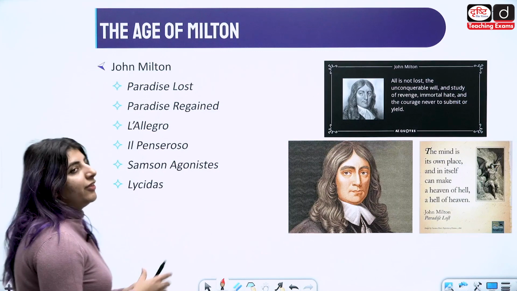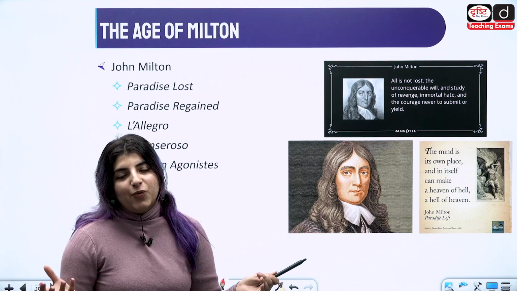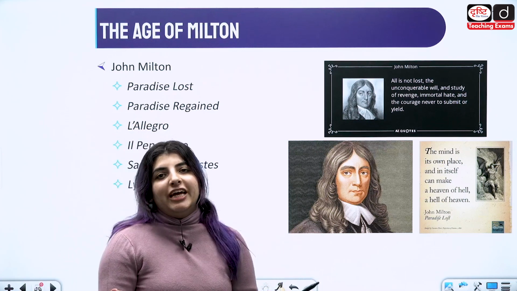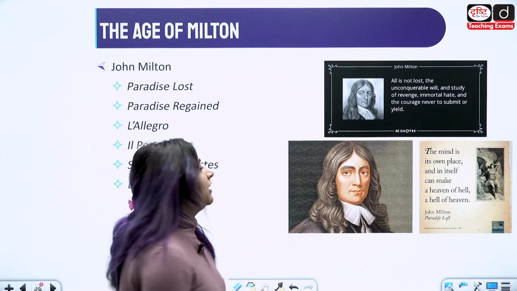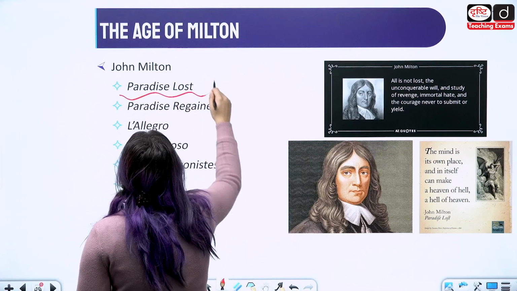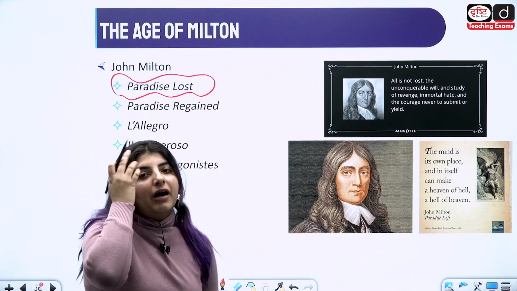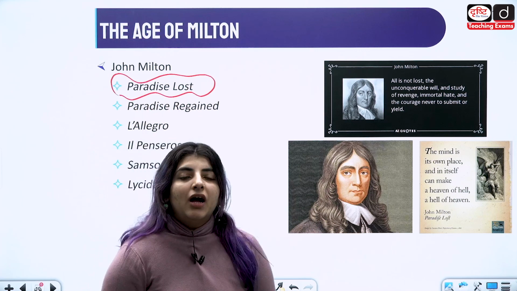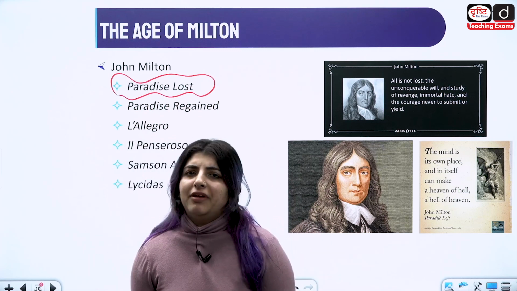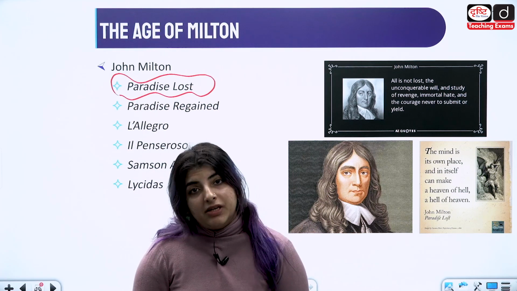Then we have the age of Milton, where we see he wrote his magnum opus work known as Paradise Lost, where he tries to talk about the fall of man. How and from where Eve was made. She was made out of Adam's ribs.